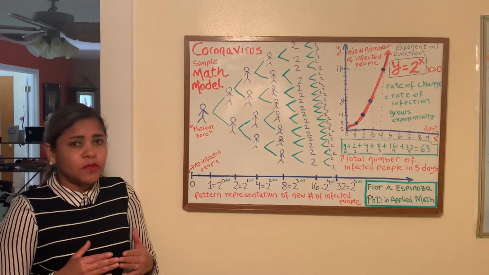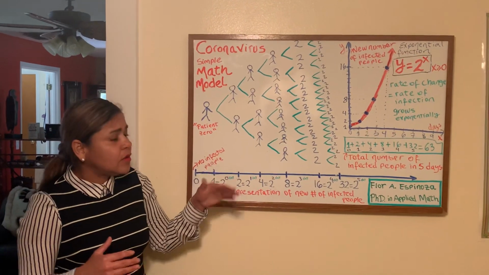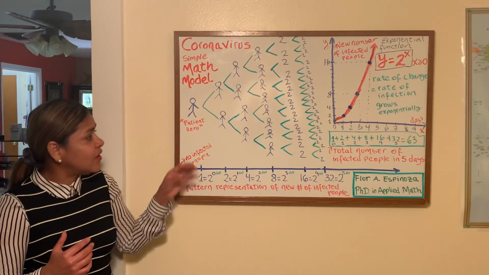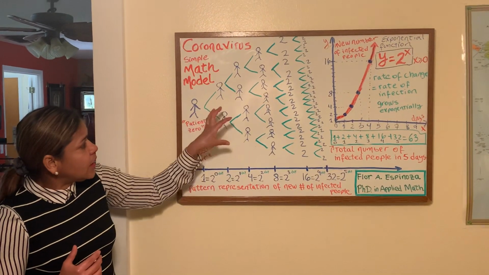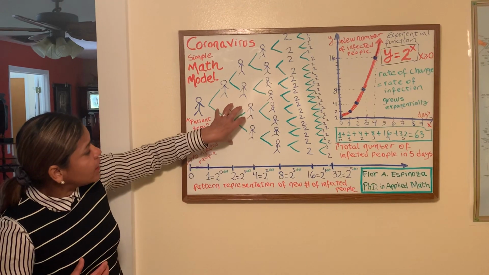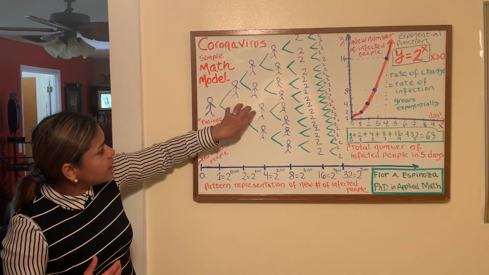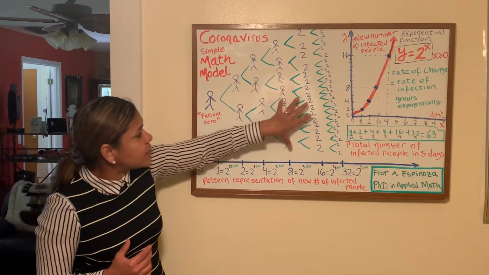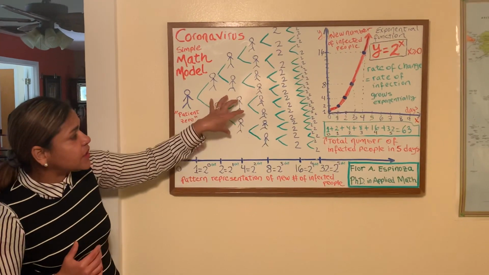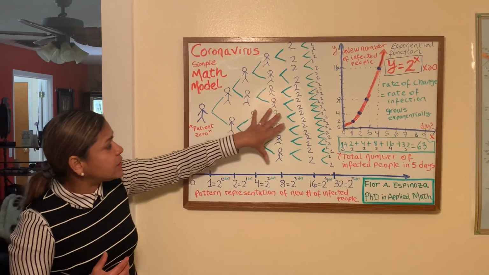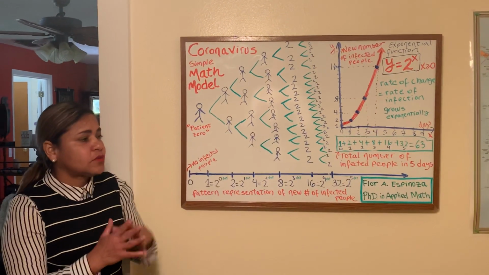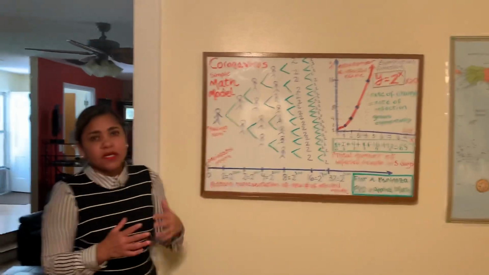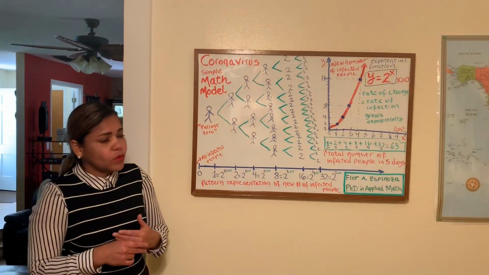How can we reduce the spread of this virus? Doing what we're doing right now, social distancing ourselves from others. Here, if this person doesn't get to interact with these people, then all this branch can be reduced. The number of new infected people can be reduced. So the same way the spread grows exponentially, we can decrease the spread exponentially as well.